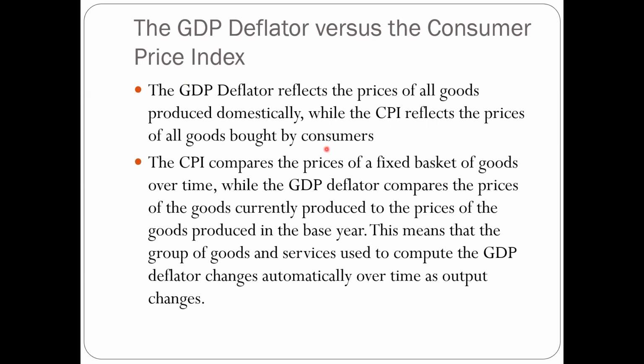جميع السلع التي تم شرائها من خلال الكونسيومرز أقدر أحسب الاندكس عن طريق الكونسيومر برايس اندكس، بينما الجي دي بي ديفليتور بيعكس لي جميع السلع والخدمات التي تم إنتاجها بصورة محلية. The CPI compares the prices of a fixed basket of goods over time, while the GDP deflator compares the prices of the goods currently produced to the prices of goods produced in the base year. So the consumer price index compares prices of a fixed basket of goods over time. So the components are fixed.